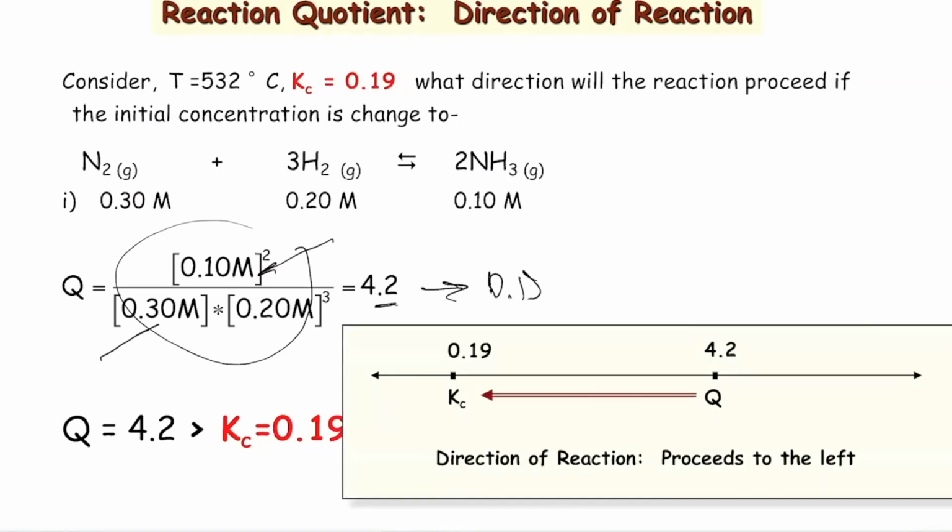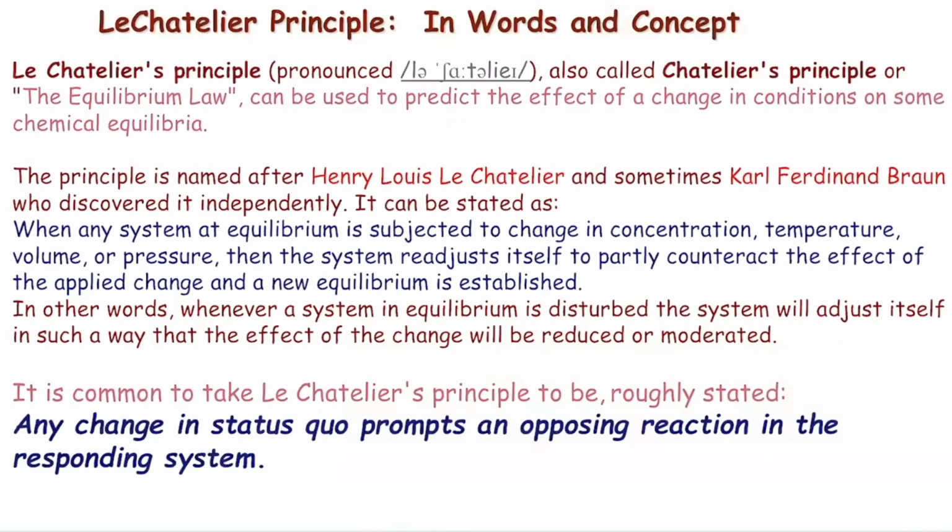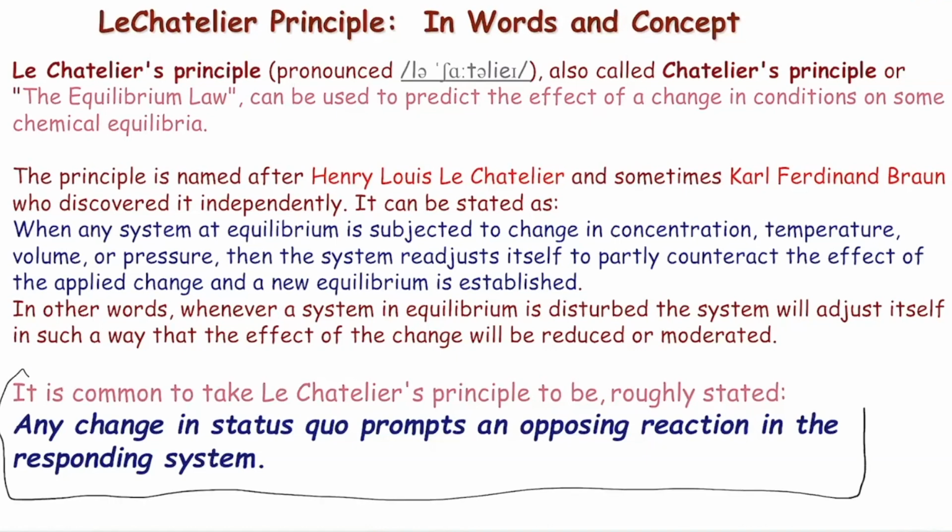You can see that in this mnemonic device as well. Q is 4.2, K equilibrium is 0.19. Q is chasing K equilibrium. It's moving from right to left. The reaction is going in the reverse direction. You can use this numbering scheme as a helpful way to visualize the direction of the reaction. I know there are a lot of words in this slide, and that's death by PowerPoint, but I really just want you to focus on this right here.